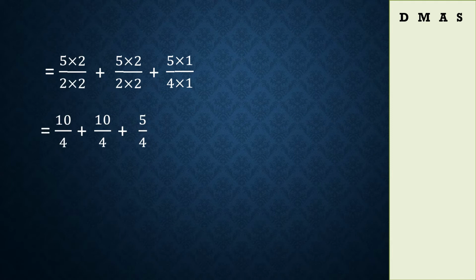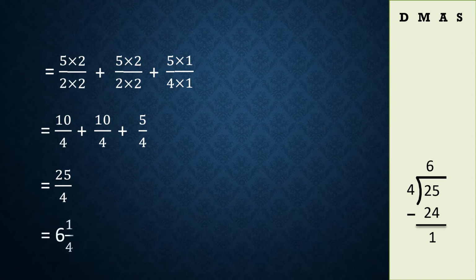Now do the addition. See, it is a like fraction. So do the addition directly. 10 plus 10, 20 and 20 plus 5, 25. So we get 25 upon 4. But 25 upon 4 is an improper fraction. So let's convert it into a mixed number. So divide 25 by 4. If we divide 25 by 4, we get 6 1 upon 4. So the answer is 6 1 upon 4.